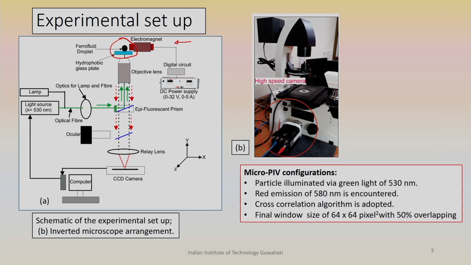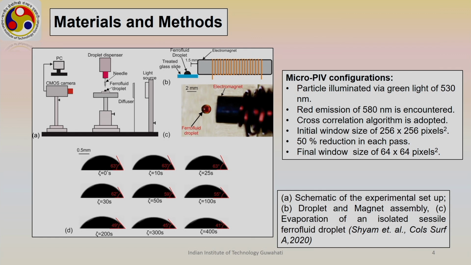We will be using a cross correlation algorithm essentially to post process the captured images to predict the flow velocity in the flow field, and an interrogation window of 64 by 64 pixel square with 50% overlapping is considered, and we will be discussing this aspect a little more in one of the next slides. Now, if we go to the next one, here I will be discussing the materials and methods.